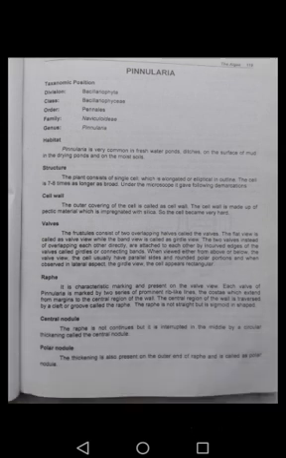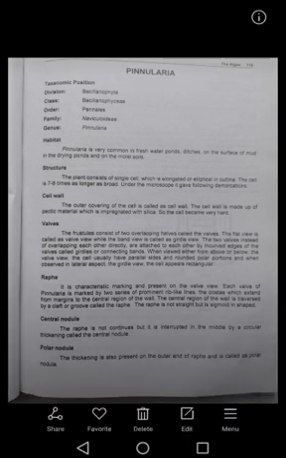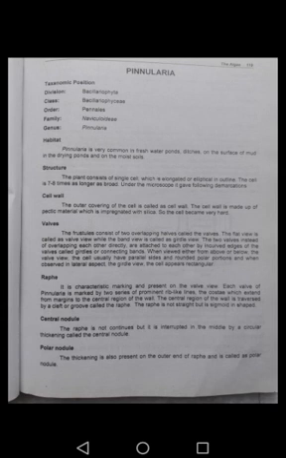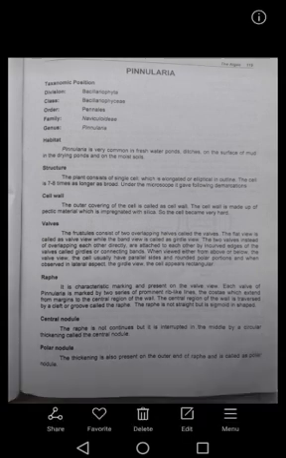Then the next term is raphe. It is the characteristic marking and pattern on the wall view. Each wall of the Pinnularia is marked by two series of prominent rib-like lines, the costae, which extend from the margins to the central region of the wall. The central region of the wall is traversed by a cleft or groove called the raphe. The raphe is not straight but is sigmoid shaped.